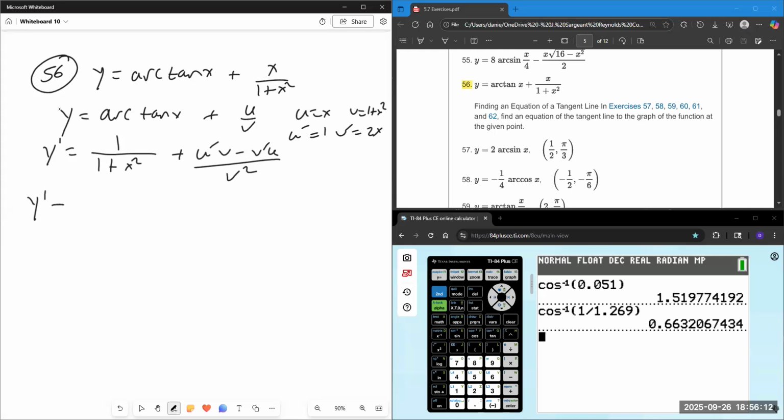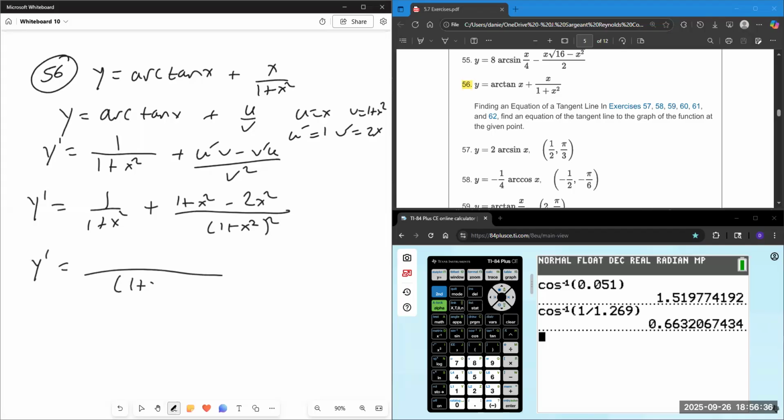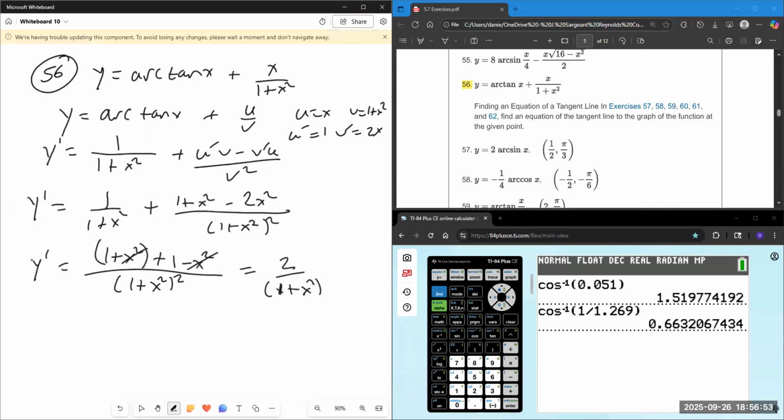Y prime is 1 over 1 plus x squared plus 1 plus x squared minus 2x squared over 1 plus x squared quantity squared. So let's make a common denominator here. Y prime is 1 plus x squared, 1 plus x squared plus 1 minus x squared, going to be 2 over 1 plus x squared quantity squared.